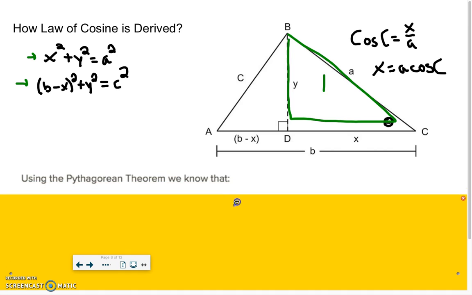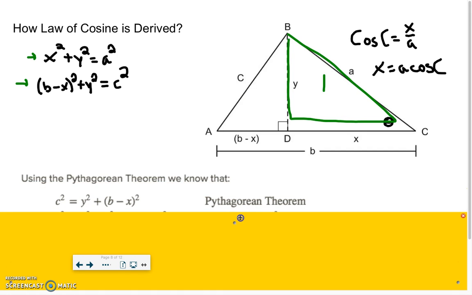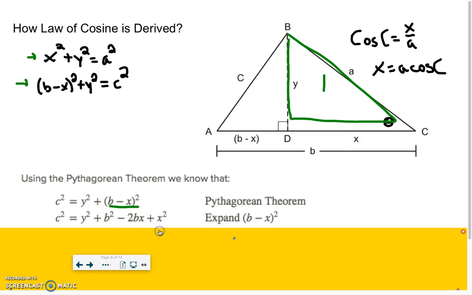So we take the Pythagorean theorem to find little c. Normally when you're given law of cosines, you're given a side length and a side length and an angle. So we're giving you b, we're giving you a, and we're giving you angle c. With that said, here's your Pythagorean theorem to find c, and if I FOIL this out and expand b minus x squared, I get c squared is equal to y squared plus b squared minus 2bx plus x squared.